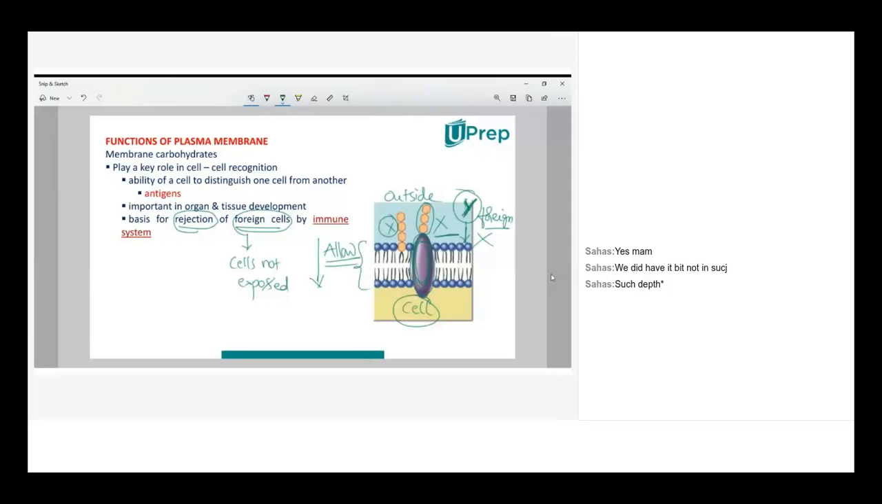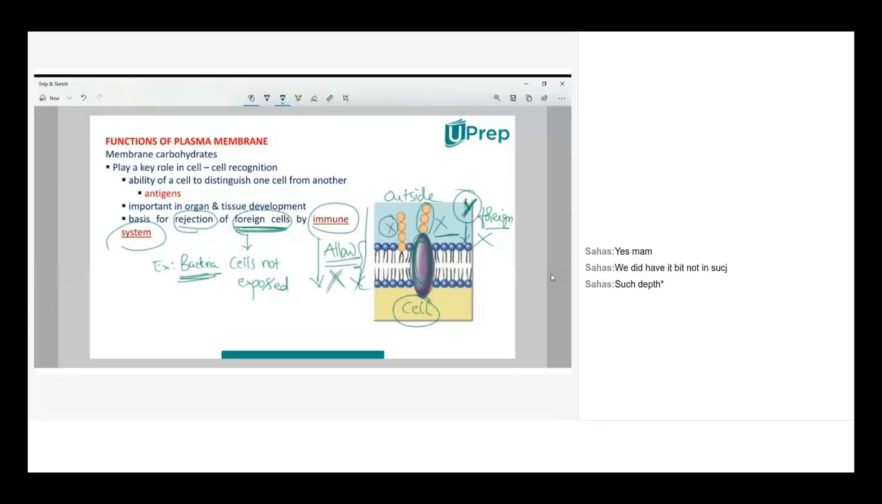But some foreign molecules, like bacteria or a viral infection, for example. Suppose the bacteria were not exposed to a cell during its growth, isn't it? So when in future a foreign molecule like bacteria wants to get into the cell, the membrane will not allow it to get in, which is the basis of the immune system.